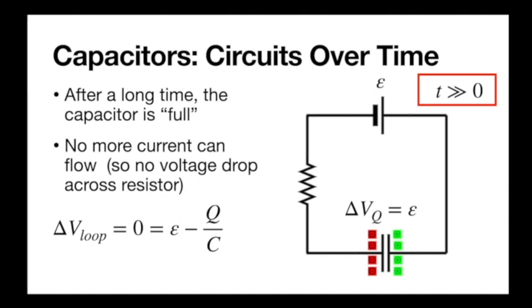And so the resistor is now doing nothing. There's no current flowing through it. We just have a capacitor here. This voltage change probably should be minus epsilon if we're going in the direction that current used to flow, but it's charged up to the voltage of the battery, which kind of makes sense, right?